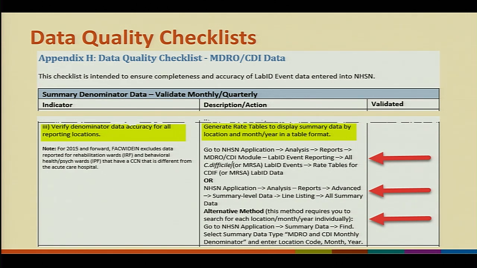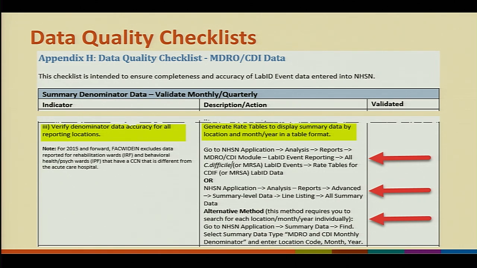So as you can see here from the Lab ID event, a recommendation on how to verify your denominator accuracy for all reporting locations. And there's 3 different ways, or in 3 different reports you can access to verify this data. And we've given you instructions on how to access your data from 3 different methods. And in his presentation, Scott gave a lot of excellent overview of the analysis reports and how to modify them and customize them. And so we recommend that you use the information Scott provided in conjunction with these data quality checklists to customize your data validation plan.